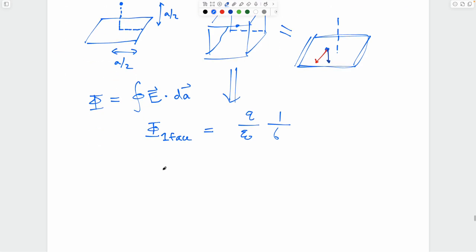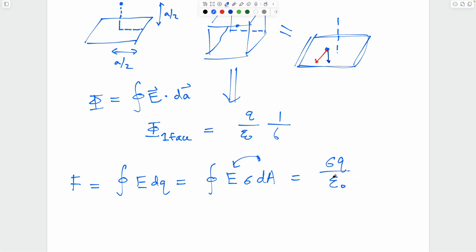Now we write what the force is. The force is equal to the integral of E dq, but dq is equal to sigma dA. Then we establish that E dA is just the flux. So actually the answer is just Q times the charge over 6 epsilon naught.